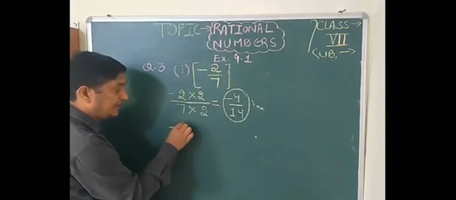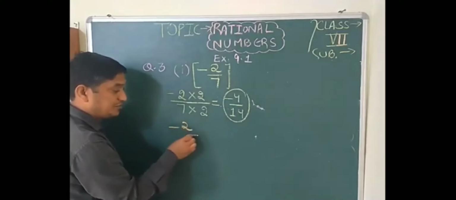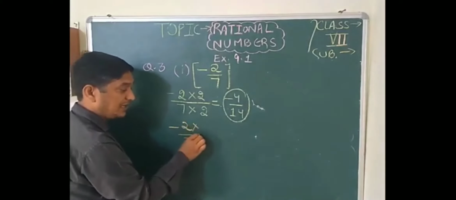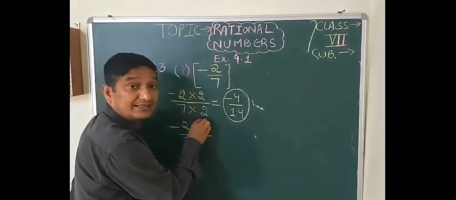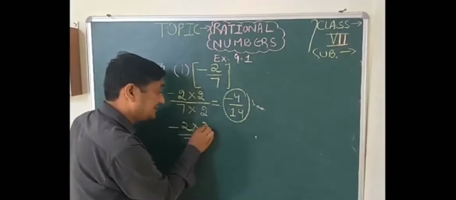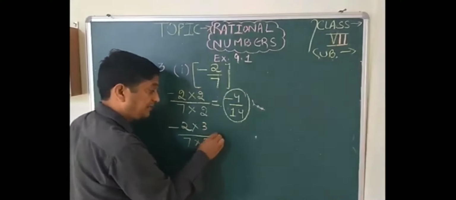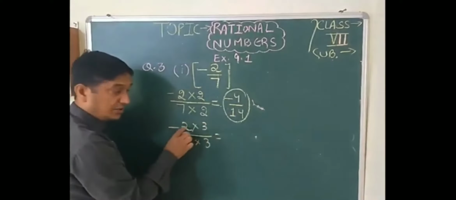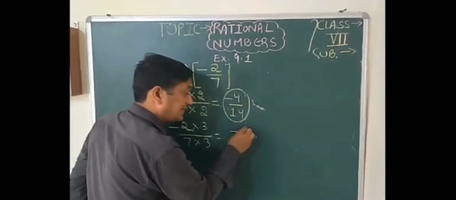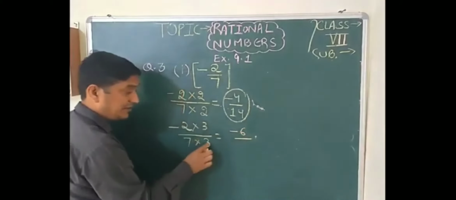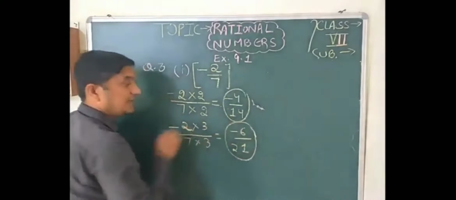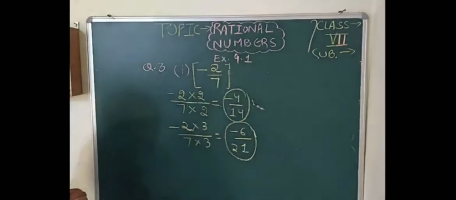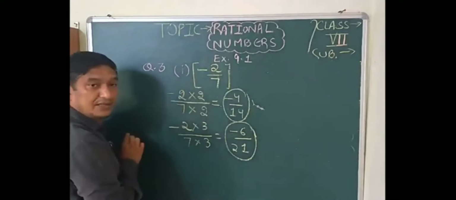Second, again we have to multiply minus 2 by 7 by the same non-zero integer, that is 3 into 3. Minus 2 into 3 is minus 6, 7 into 3, that is 21. This is the second equivalent rational number of minus 2 by 7.